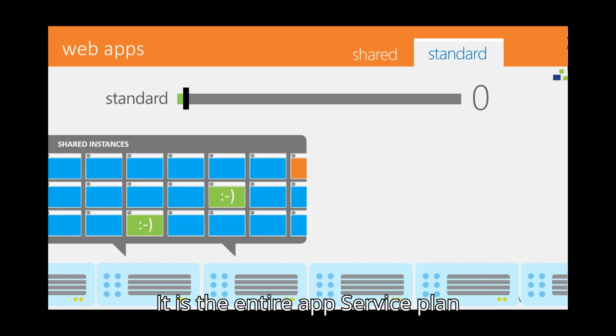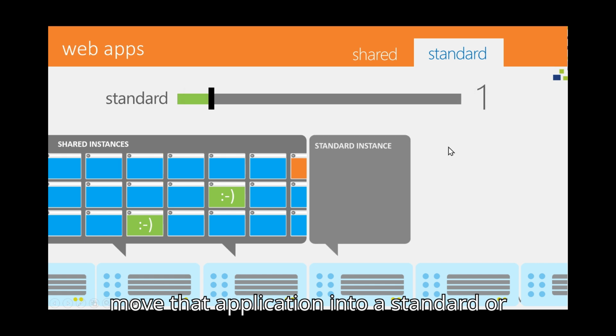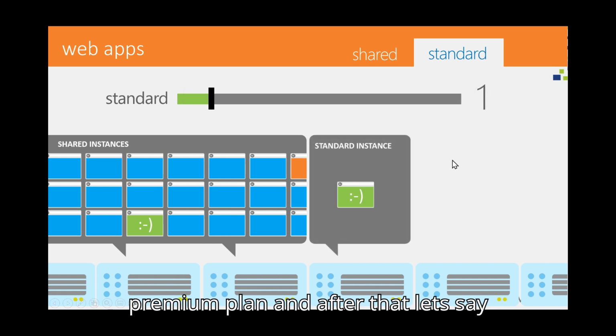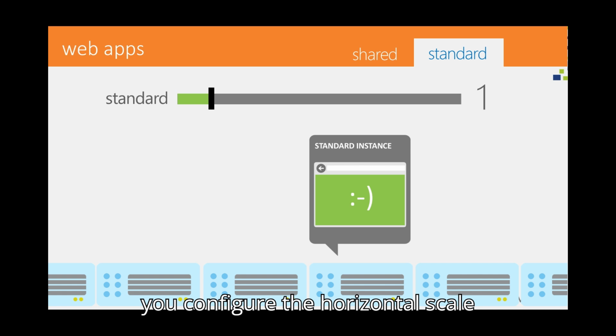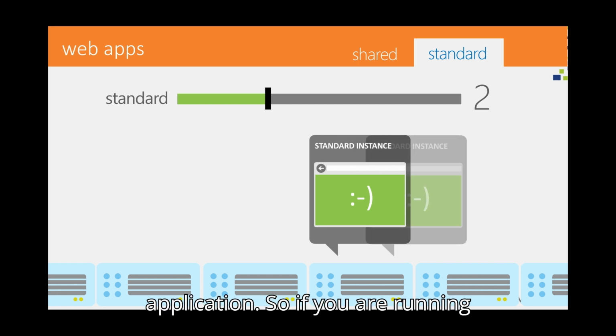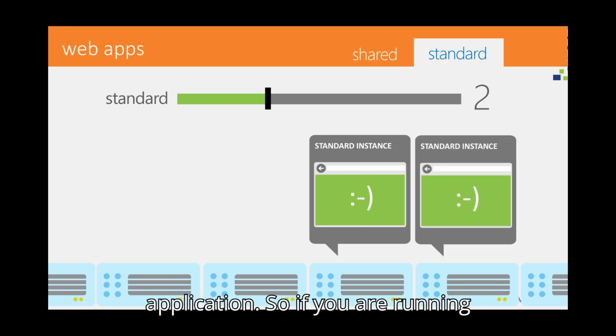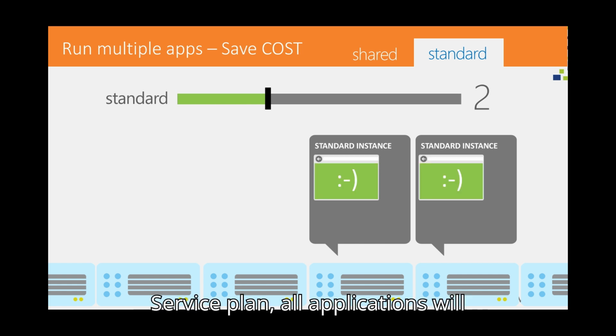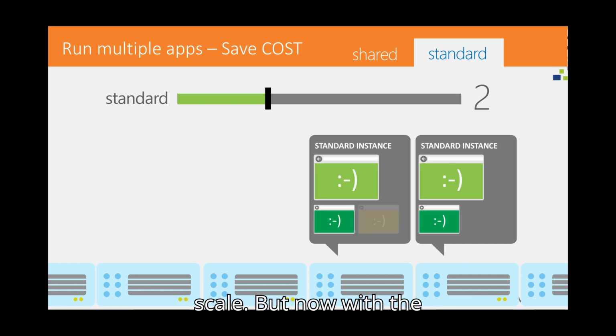In app service, the entire app service plan scales. Say, for example, you're running an application and you move that application into a standard or premium plan, and after that you configure the horizontal scale operation. Then it is the entire plan that scales, not the individual application. So if you are running multiple applications inside an app service plan, all applications will scale.